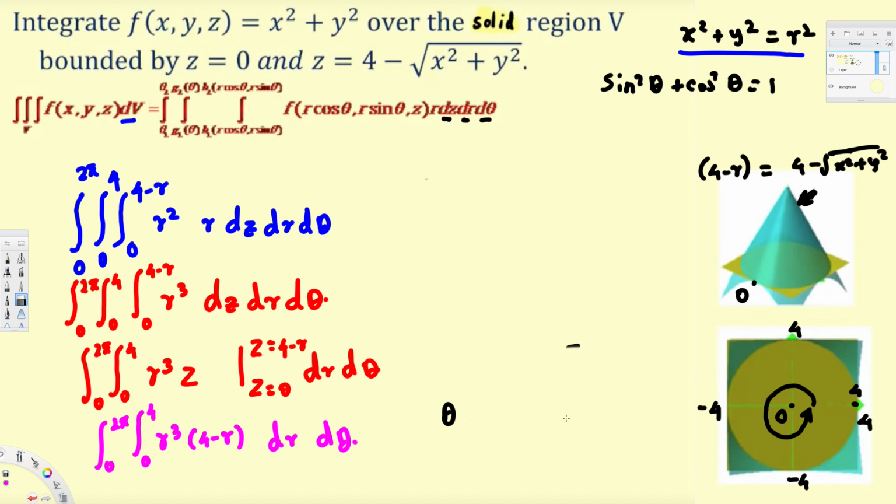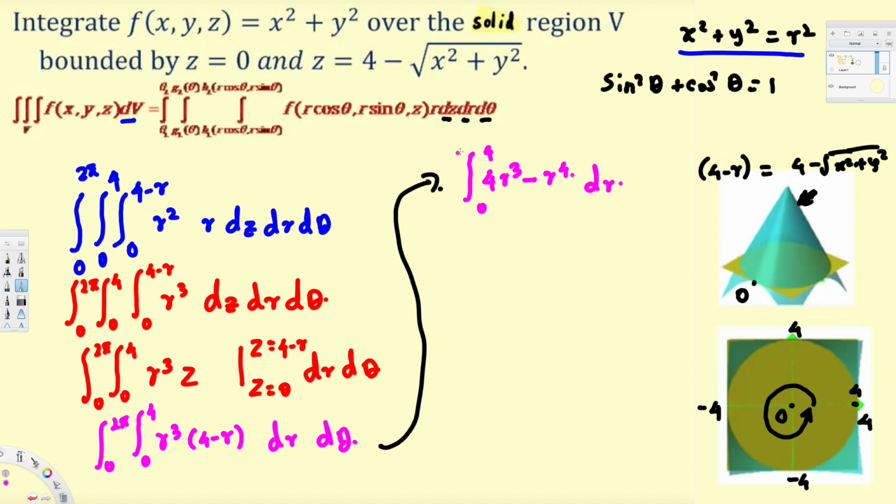Now let's get rid of this part because we need some space. Okay, now I am going to continue this one here. Now here we have r cubed times 4 minus r. Let's multiply this. r cubed times 4 minus r becomes 4r cubed minus r to the power 4, and then 0 to 4 dr, and here we have 0 to 2 pi d theta.